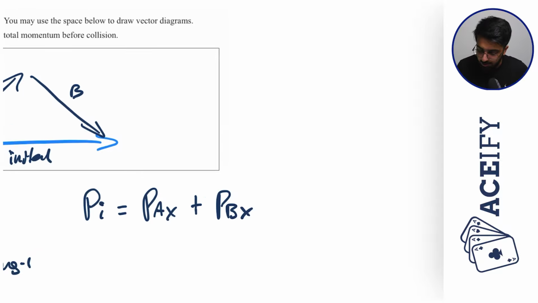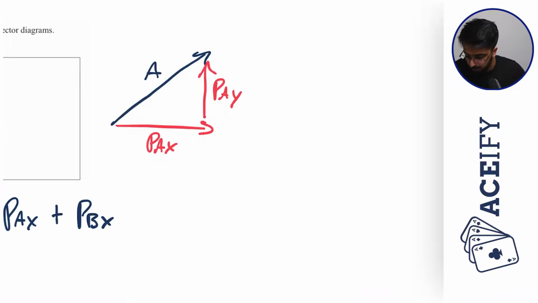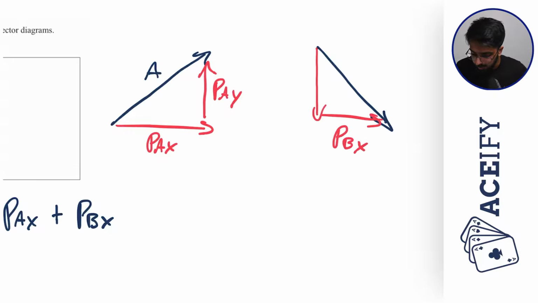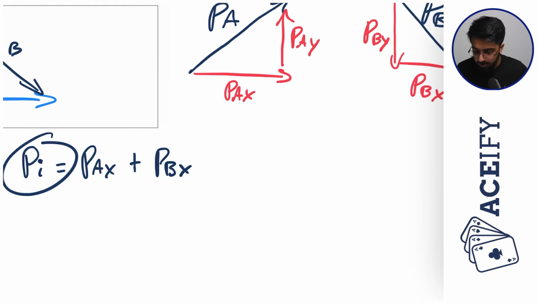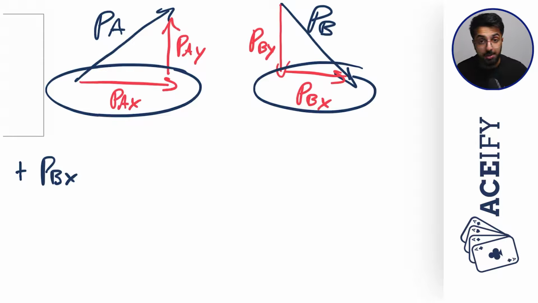So as we know, if we take our momentum of A, we can split that off into horizontal and vertical components, and so this is PAX and this is PAY, and we can do the same for B as well, right? This is PBX, this is PBY, and this is the momentum of B, okay? Momentum and then momentum, like so, okay? And so our initial momentum is equal to the horizontal component of A plus the horizontal component of B, okay?